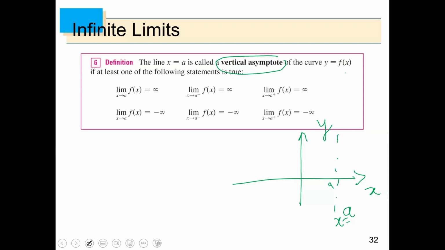So whether the limit when x approaches a is equal to infinity or minus infinity, these two situations, or also the limit to the left equal to plus or minus infinity, or the limit to the right equal to plus or minus infinity. If one of these 6 conditions happens, then we say that x equal to a is a vertical asymptote for f of x, for the graph of f of x.